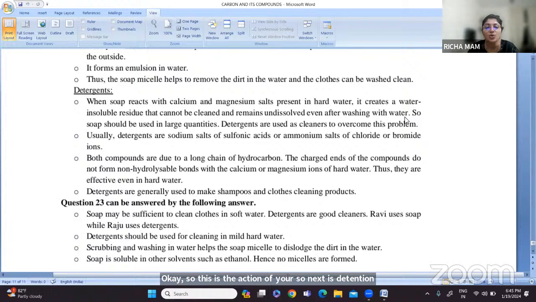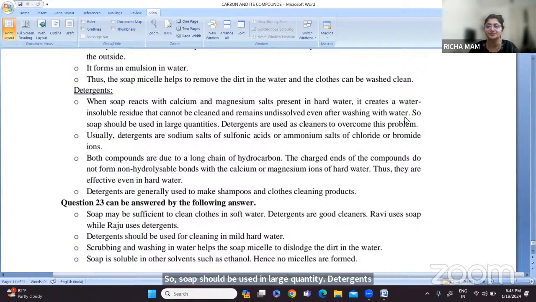When soaps react with calcium and magnesium salts present in hard water, they create a water-insoluble residue that cannot be cleaned and remains undissolved even after washing with water. So soap should be used in large quantity. Detergents are used as cleaners to overcome this problem.